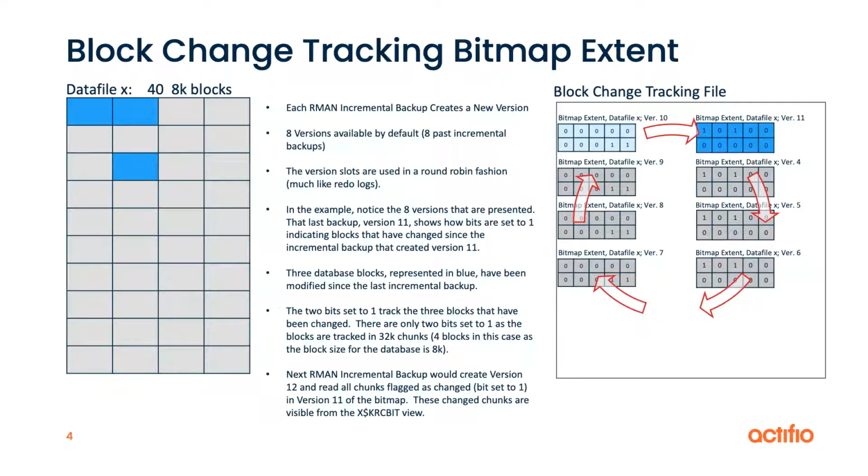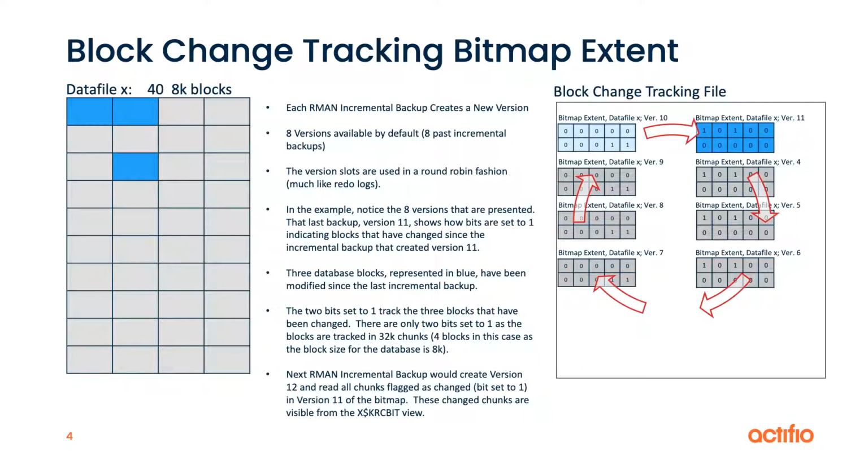So in this example, the bitmap extent that's represented by version 4 will be overwritten, and that will become version 12, and the cycle will continue, just reusing these 8 versions. Now you can increase that, and we'll talk about when to increase that later on. In this example, the last backup created version 11. And as you see, there are 2 bits in our bitmap that have been flipped to 1.